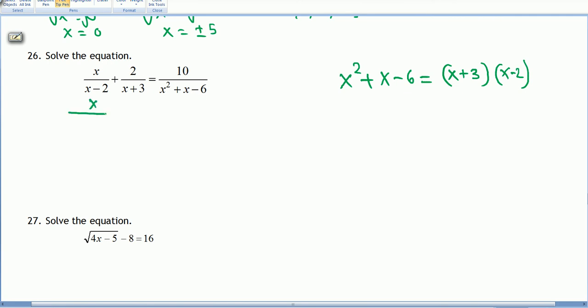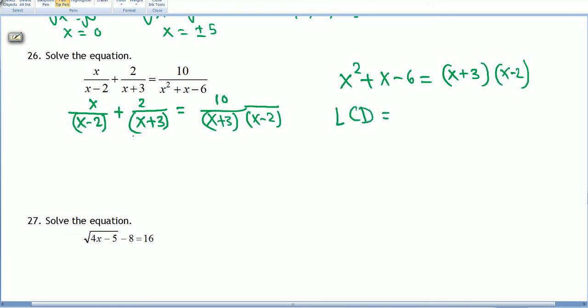Let me write that: x over x minus 2 plus 2 over x plus 3 equals 10 over, we factor this here, x plus 3 quantity x minus 2. So the LCD: out of 3 different denominators, x minus 2 and x minus 2 are the same thing, so one x minus 2, and x plus 3, so one x plus 3. So the LCD is the product of x minus 2 and x plus 3, or the other way around.